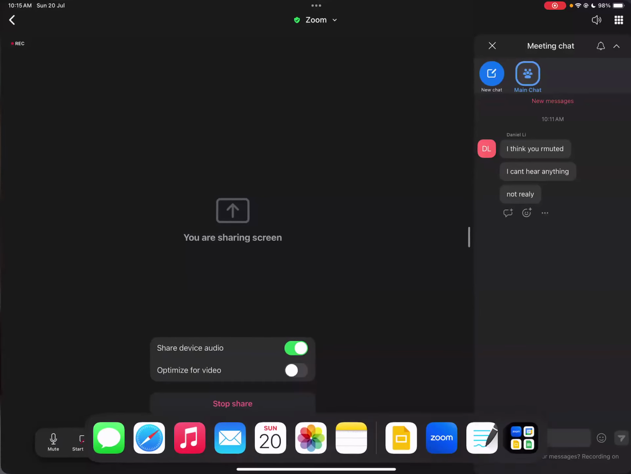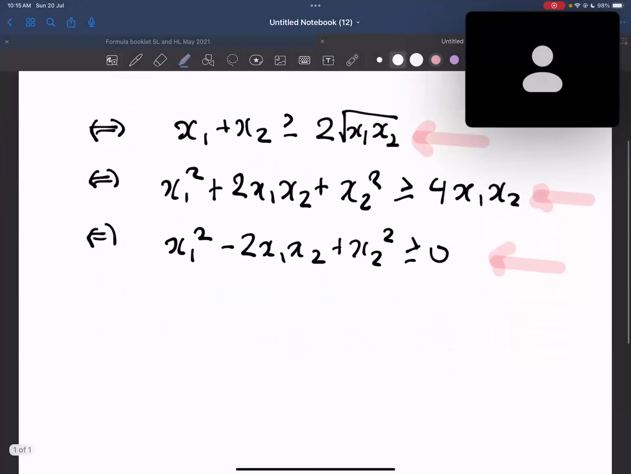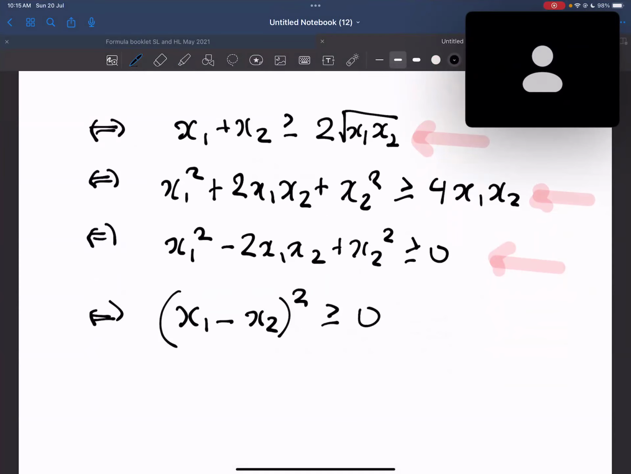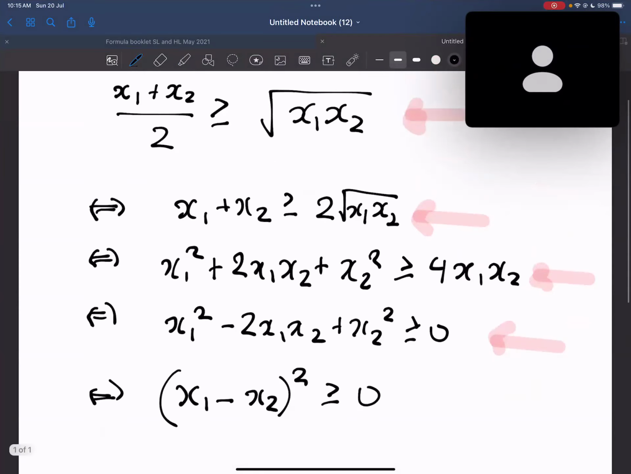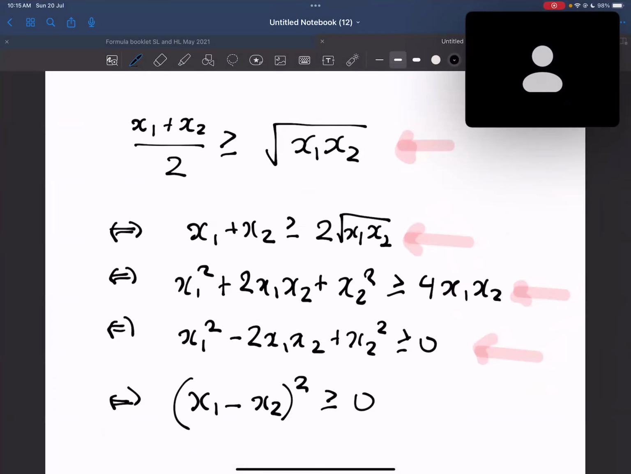Yeah, so the nice thing about this is that it factorizes really nicely into a perfect square, right? And the one thing that we know about squares is that they are always going to be positive, right? Because if you have a positive number times itself, then it's going to be positive. If you have a negative number times itself, it's also going to be positive. So because of this, this is actually, I think, what we call a trivial inequality.